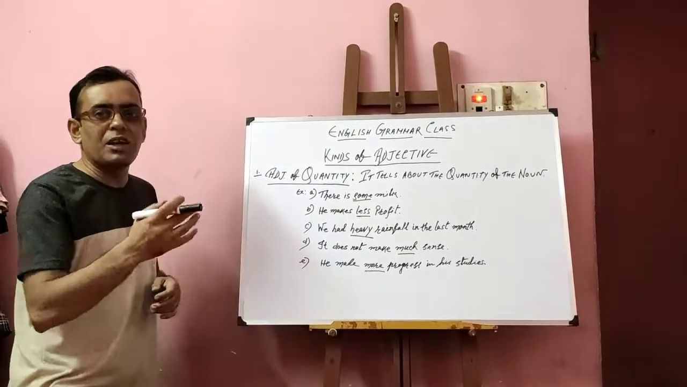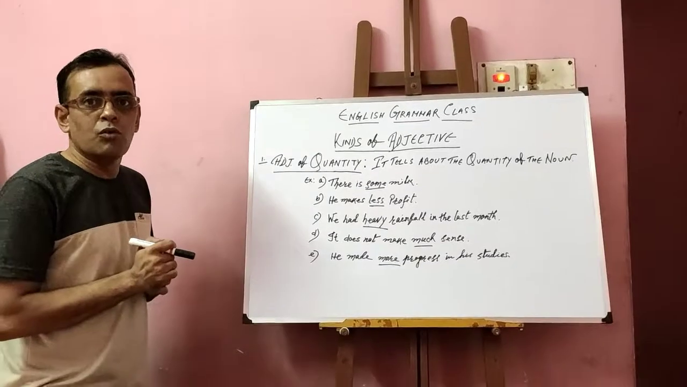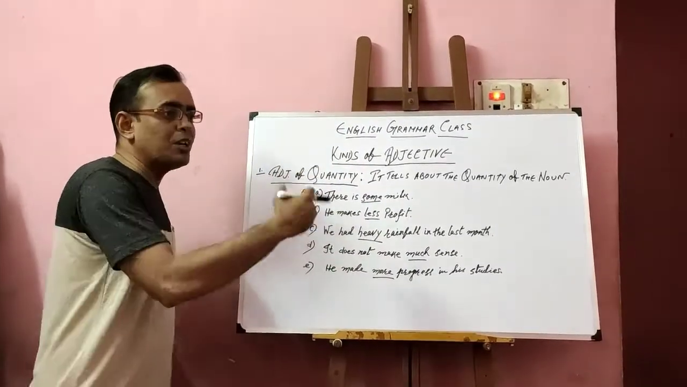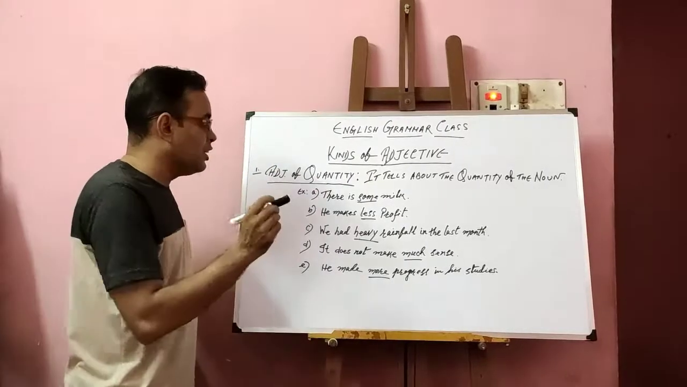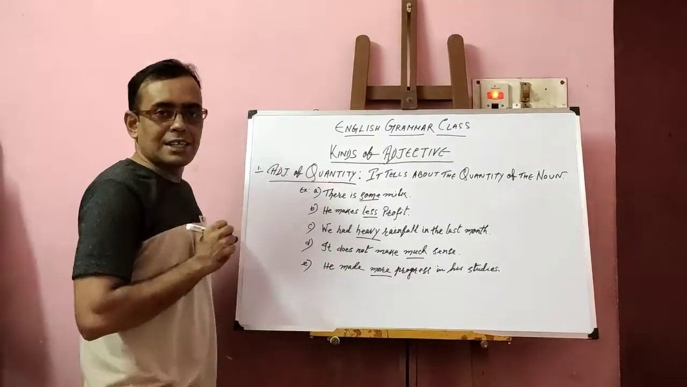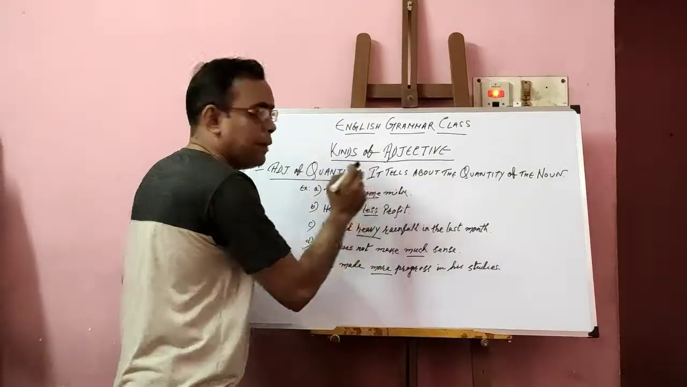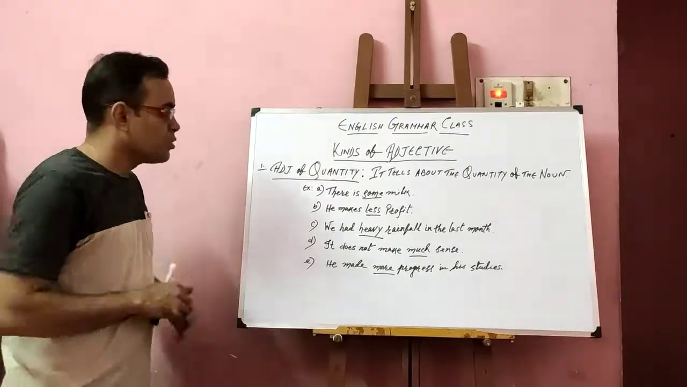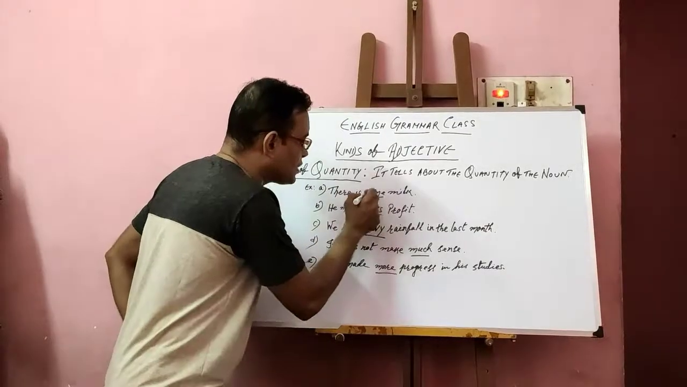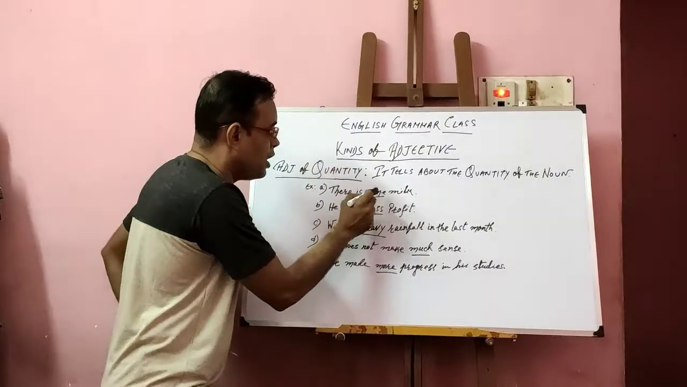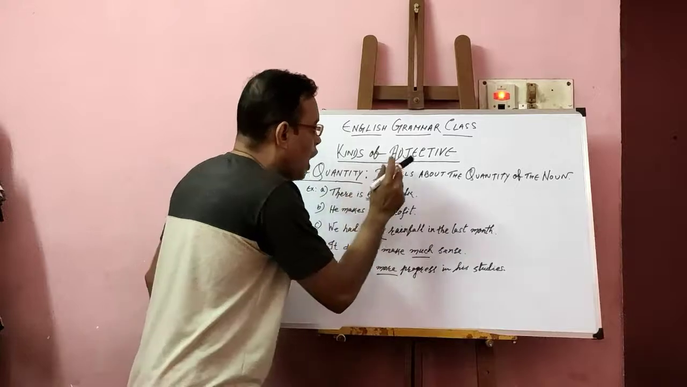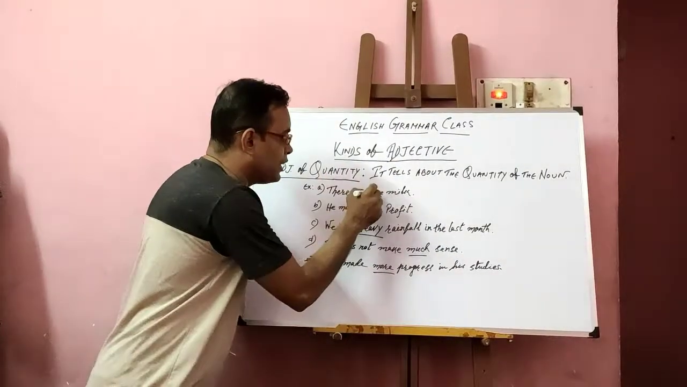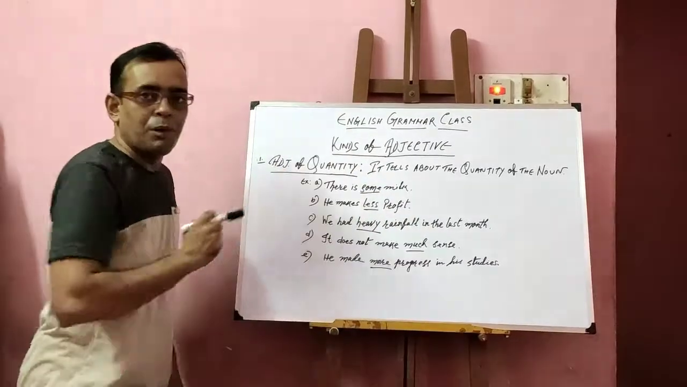Milk. Milk cannot be counted in number, but we can describe it. How much milk is there? Then it will be quantity. Example, there is some milk. Some milk, more milk. Here the word some describes how much milk there is. So it tells about the quantity of milk.